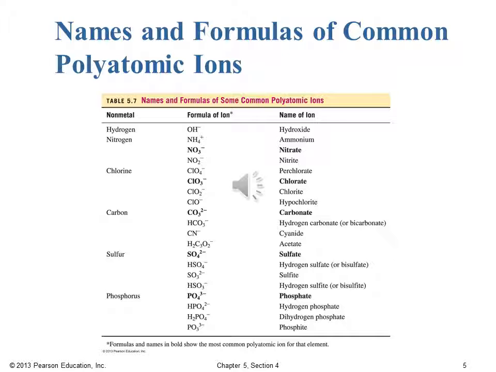If we look at chlorate, the bolded one there, when we're dealing with chlorine-based polyatomics, if we add an oxygen to an ate, we get a per-ate. So if we take ClO3 minus, which is chlorate, ClO4 minus would be perchlorate. If we were to go the other direction, take an oxygen away from ClO3 minus, we have ClO2 minus, which is chlorite.